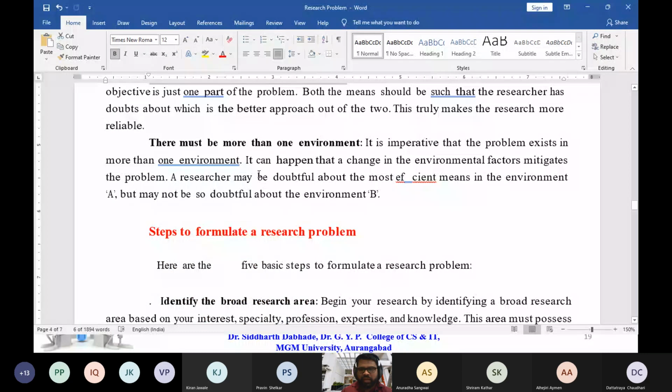Okay, there must be more than one environment. For example, you have developed your own method, and that method should be able to perform well in a particular environment. You need to check alternative ways in another environment, whether it is applicable or not. That kind of existing problem you need to solve with the help of another environment.